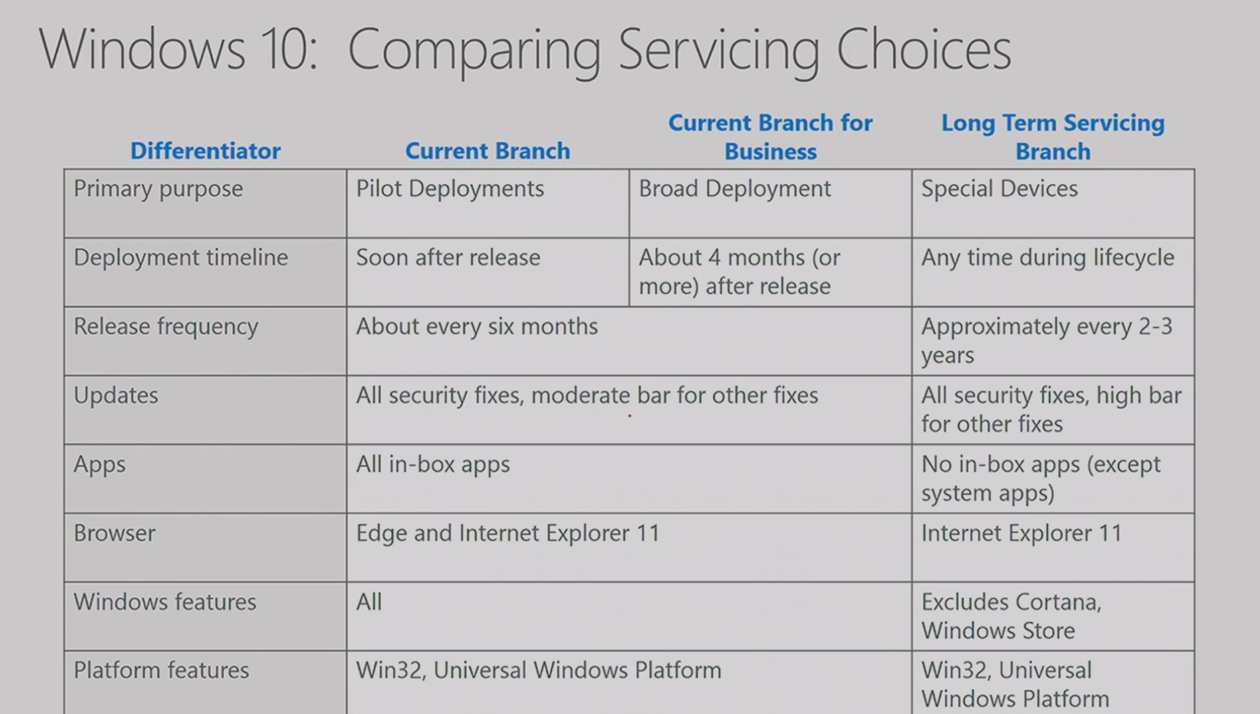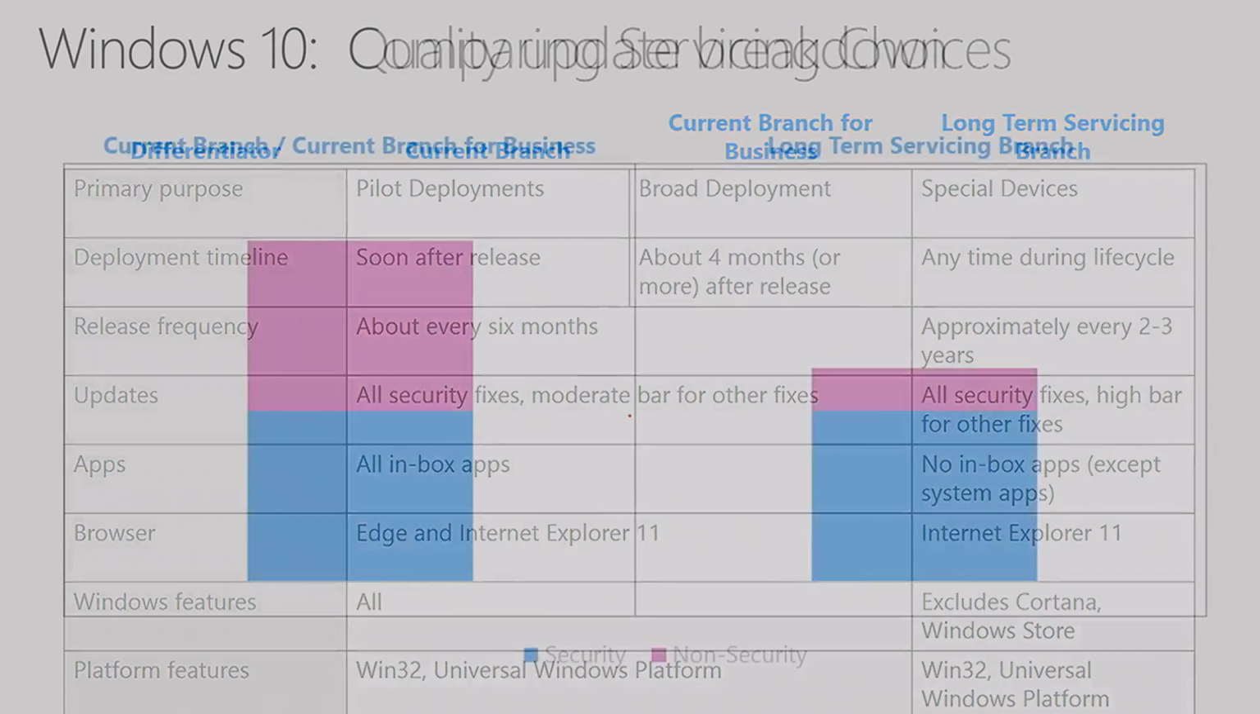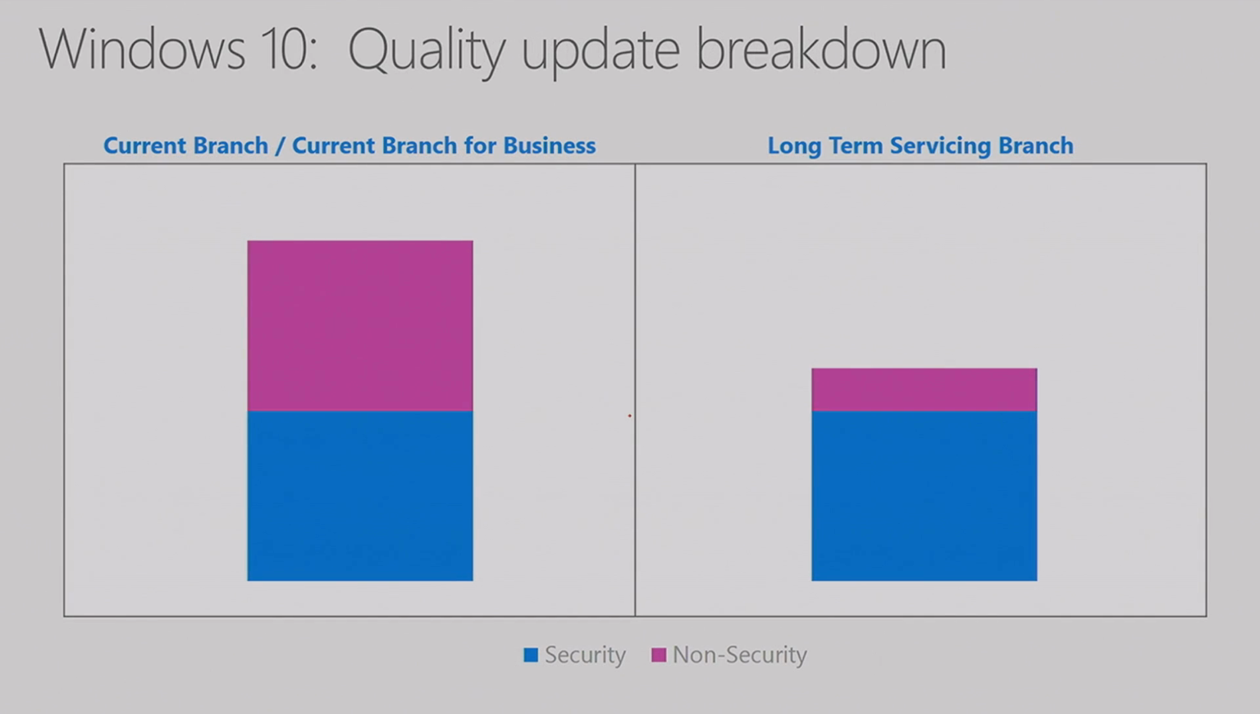We do need to point out that there are some differences with the long-term servicing branch. We'll talk about those a little bit as we get deeper into this, but for current branch and current branch for business, pretty much it's as you've seen, as you've experienced. But from an LTSB perspective, there may be different servicing bars on those. So you may see over time that there are a lot more fixes released for current branch and current branch for business compared to LTSB.